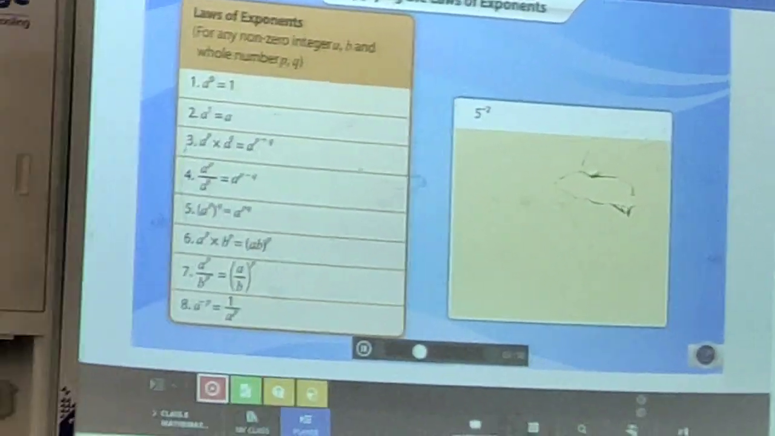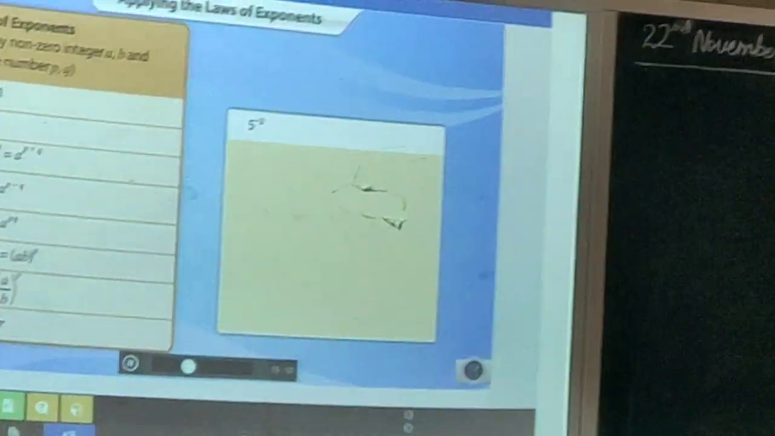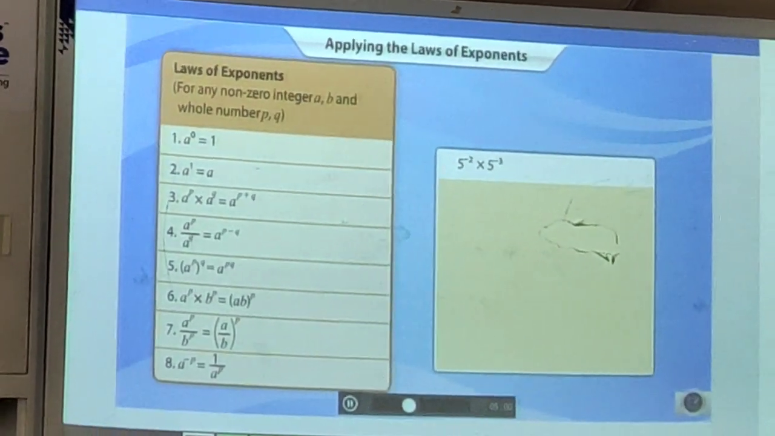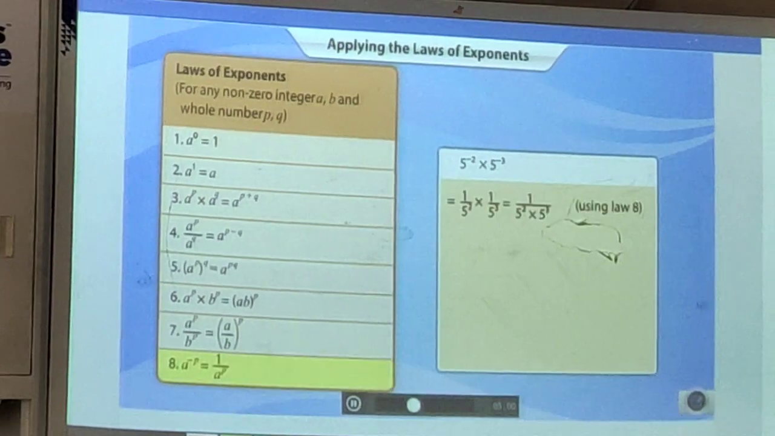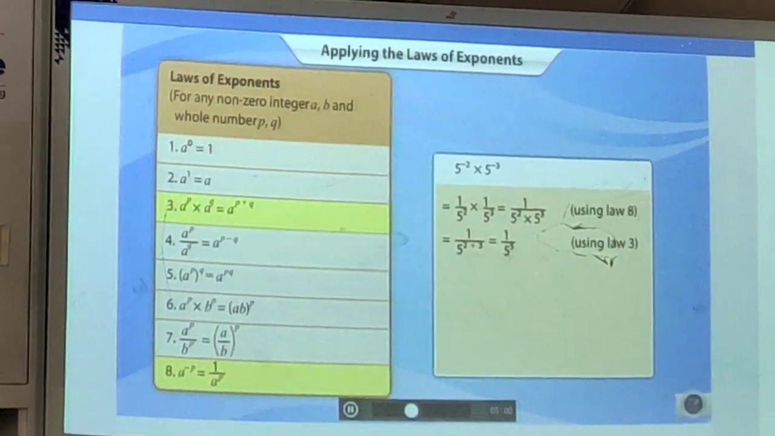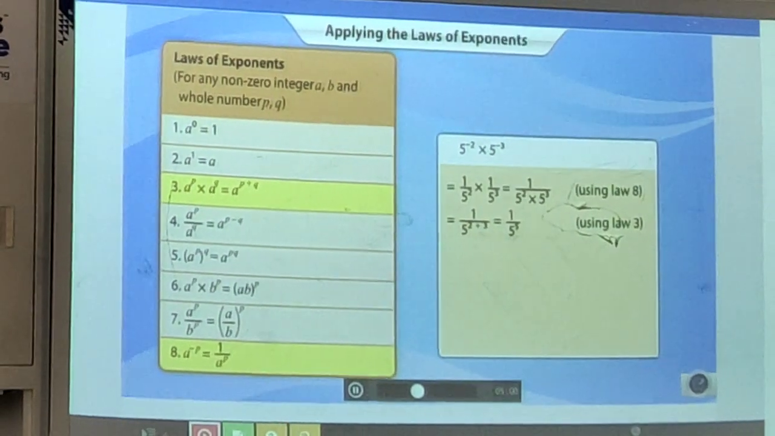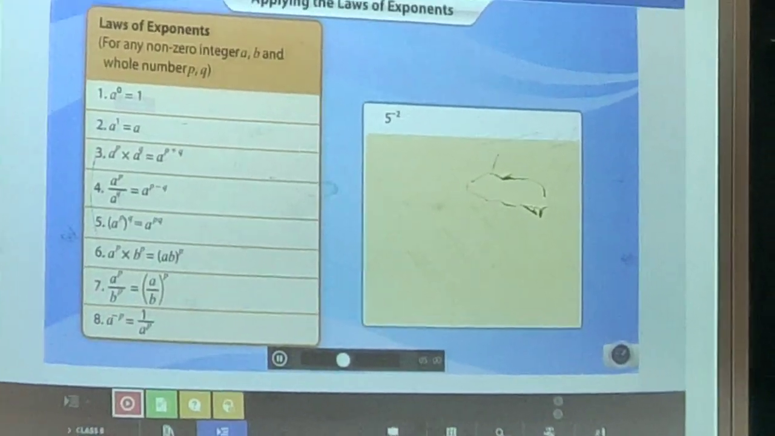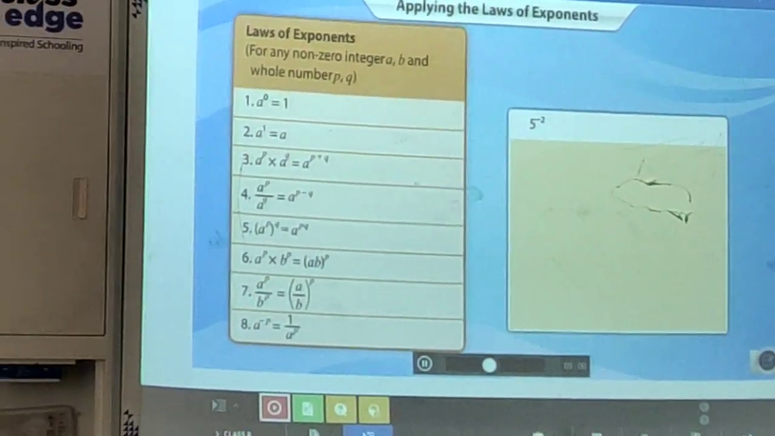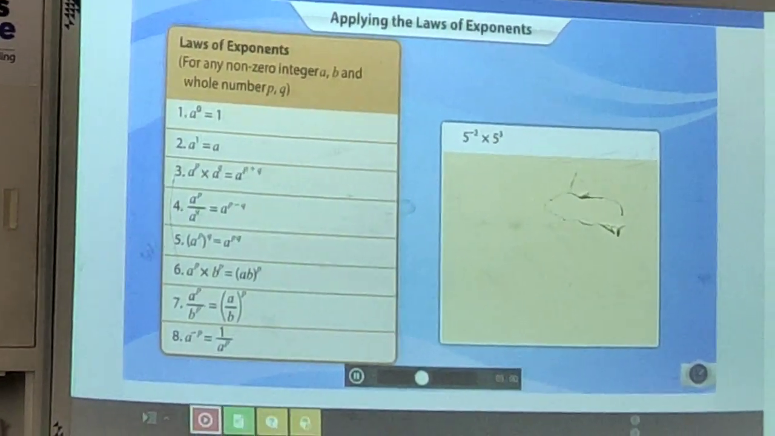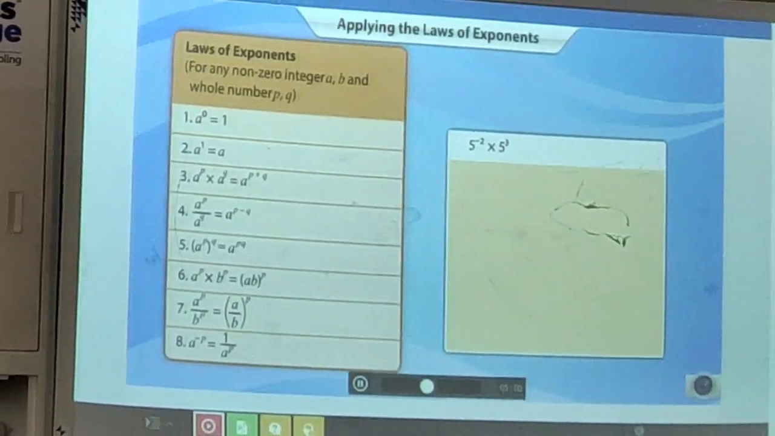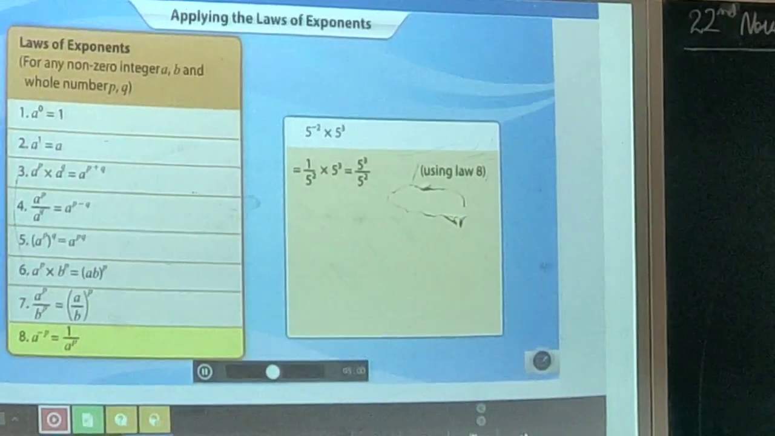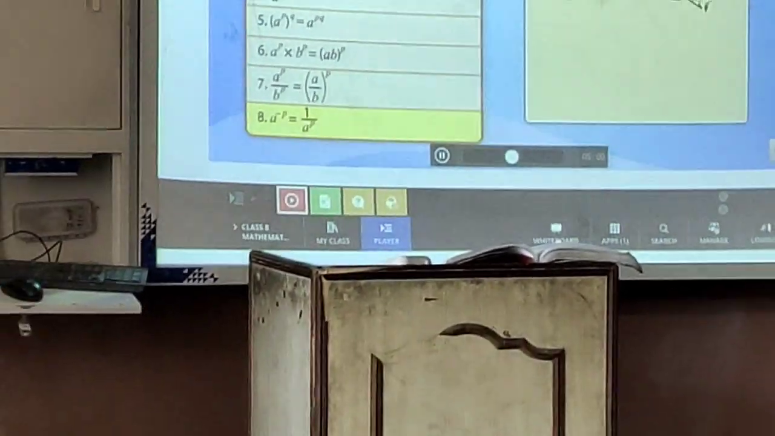Now what if we take 5 to the power of negative 2 and multiply it with 5 to the power of negative 3? To simplify this, we must first get rid of the negative powers using law 8 and then use law 3 to add the powers. Let's look at another example. This time, let's multiply 5 to the power of negative 2 with 5 to the power 3. We must first get rid of the negative power on 5 by using law 8. This will give us 5 to the power 3 divided by 5 to the power 2.